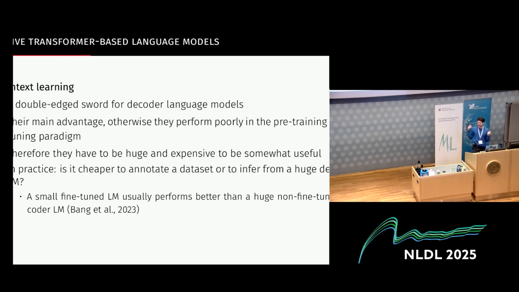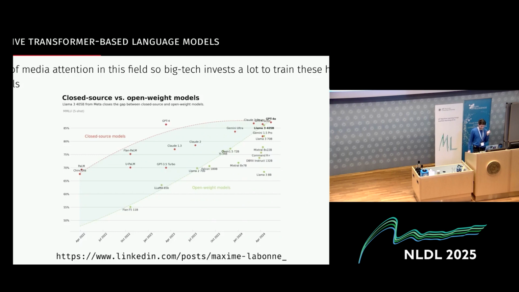So oftentimes in practice, you face this decision: should you allocate a lot of resources to annotate a new data set, or should you just use an existing language model and infer from it? It's a question of costs, of course, because fine-tuning is still a much better thing to do if you want very good performance, but it can be very costly to annotate a data set.